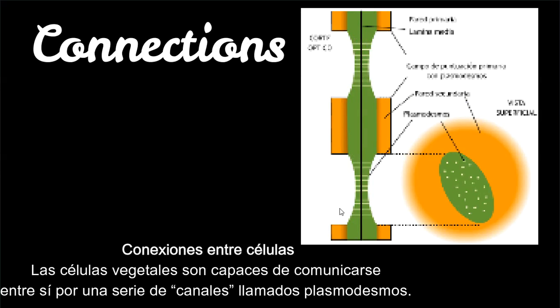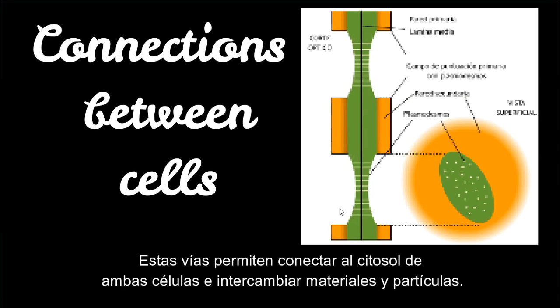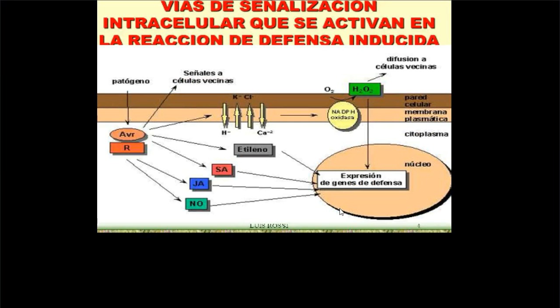The second one is connections between cells. Plant cells are able to communicate with each other through a series of channels called plasmodesmata. These pathways make it possible to connect the cytosol of both cells and exchange materials and particles. This system allows the exchange of metabolic products, proteins, nucleic acids, and even viral particles.